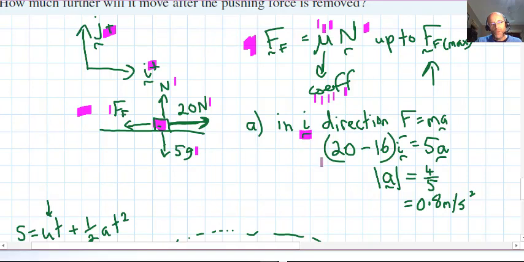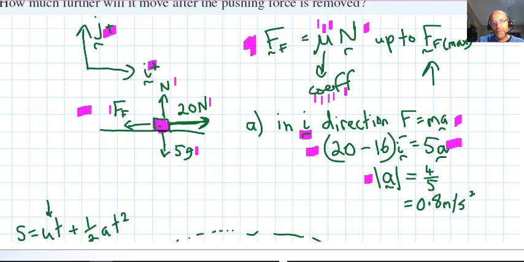Now in the i direction, which is the significant part of this, because that object, we're assuming, is not going to float through the air, it's there to stay on the ground, but what's happening horizontally is significant. So we start with Newton's second law, and in the i direction, based on how we've described positive, we have 20 minus 16 i equals 5a, subbing in there. Now what's really important is the magnitude of the acceleration for this question. So you basically rearrange, and then you'll get 0.8 meters per second squared, which is the magnitude of that acceleration vector.